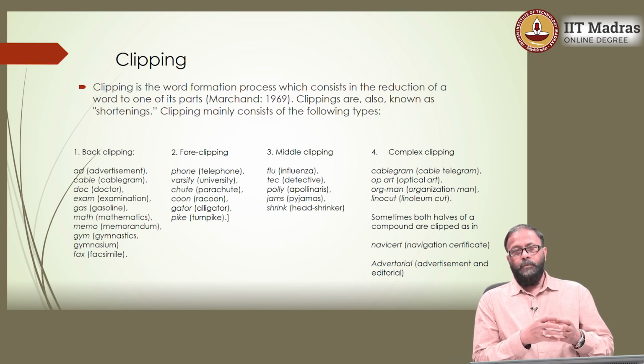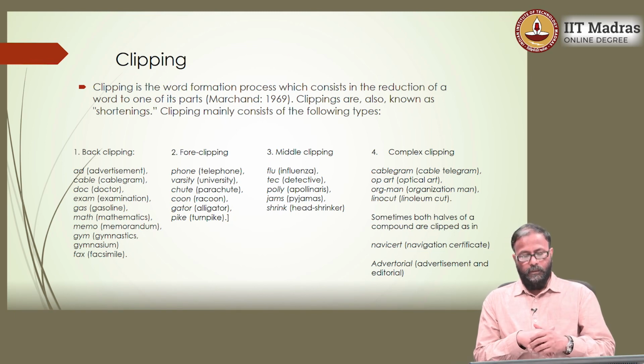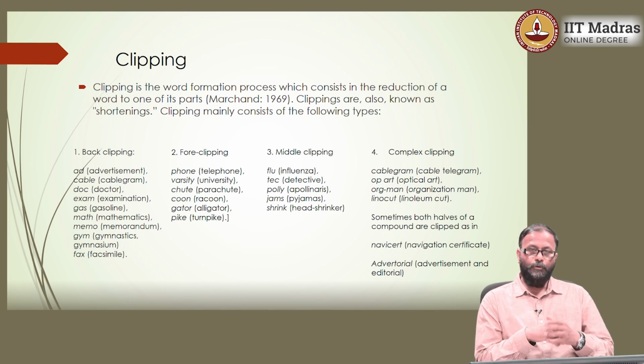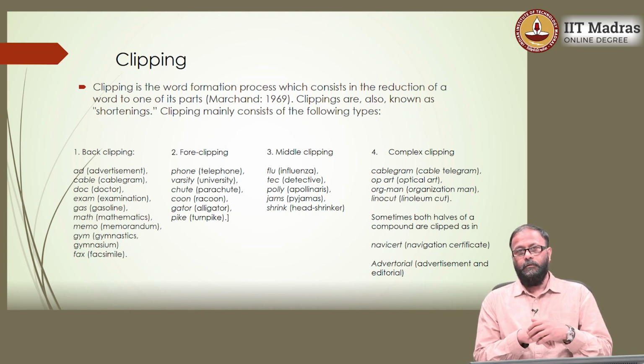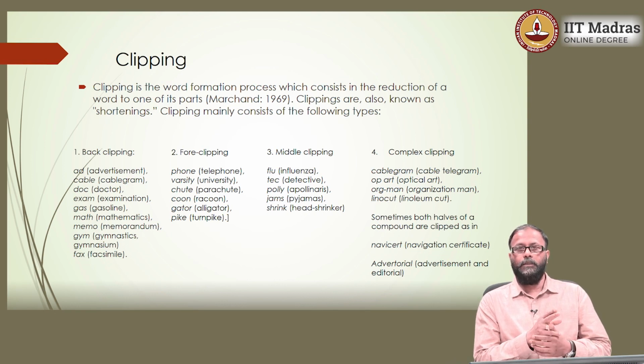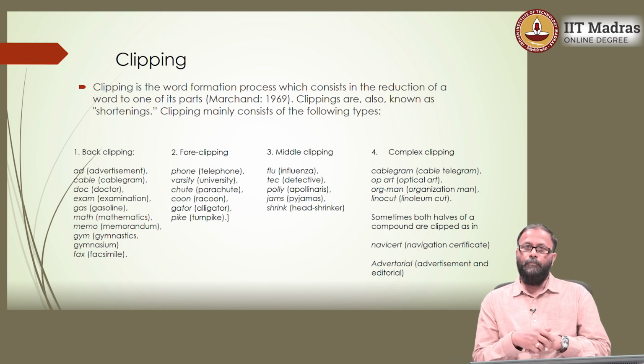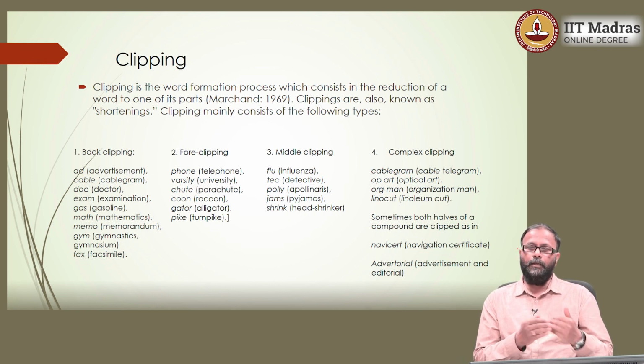Then there are possibilities to clip the front part of the word and still we get a new word, like phone. Telephone is the full word. Like chute, parachute, like gator, it's alligator, right. So, the front part is clipped, it is called fore clipping, front clipping, right.